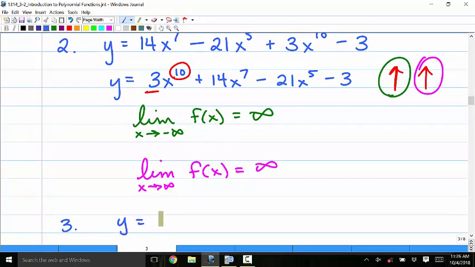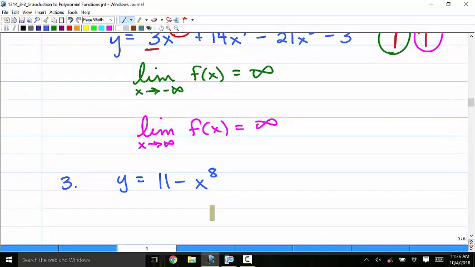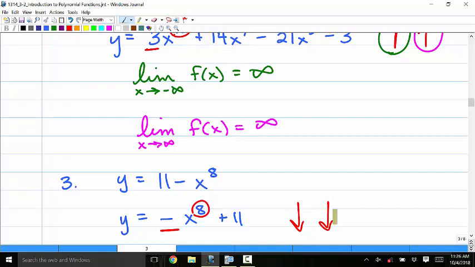What about y equals 11 minus x to the 8th? So you're going to want to rewrite it as negative x to the 8th plus 11. This is a degree 8, which is even. Leading coefficient is negative 1. End behavior is down, down. Good.